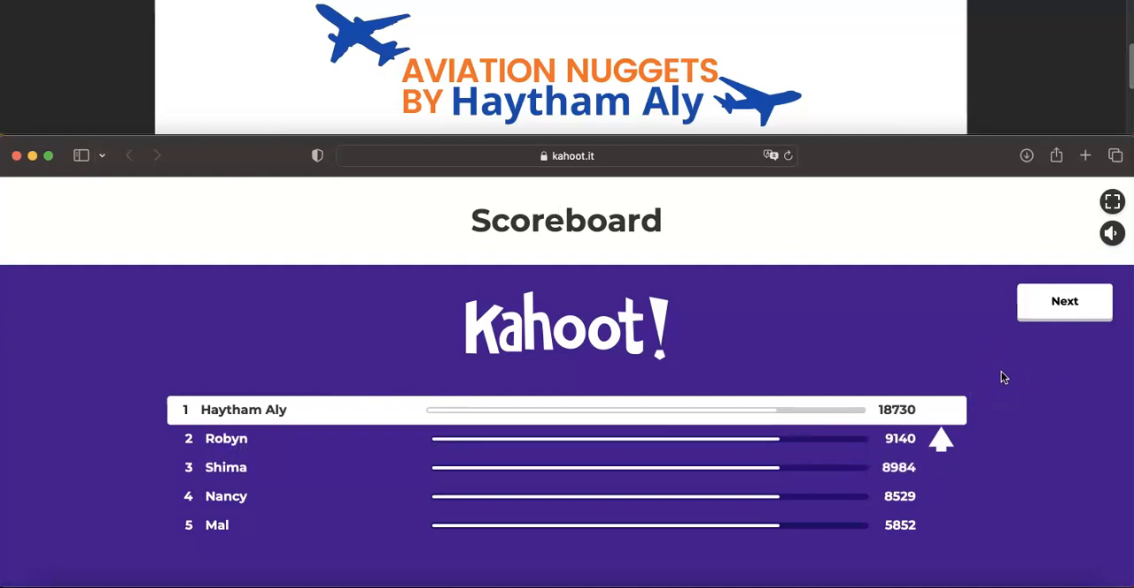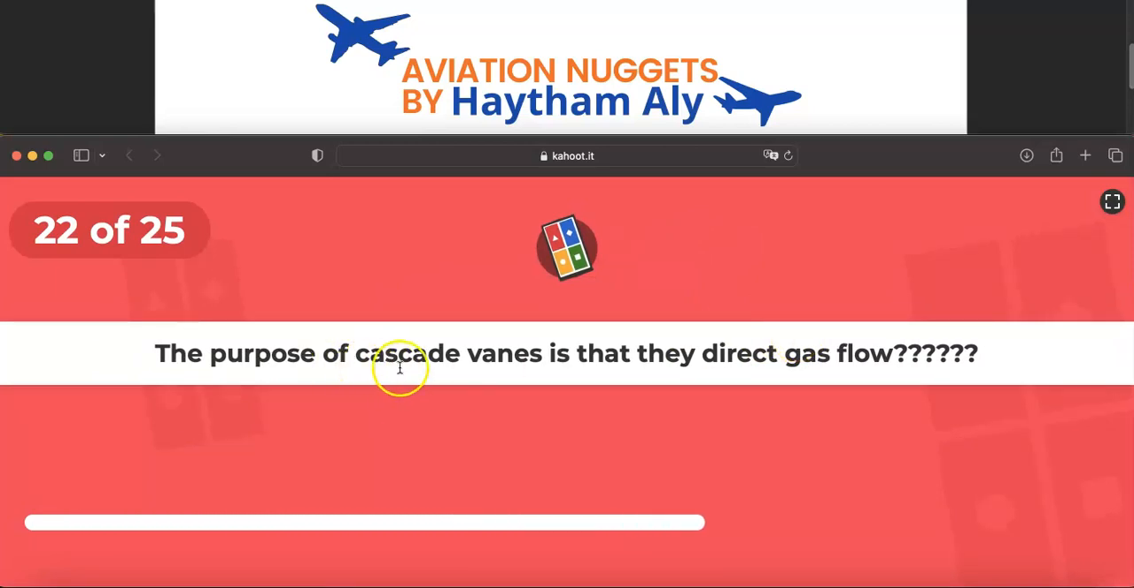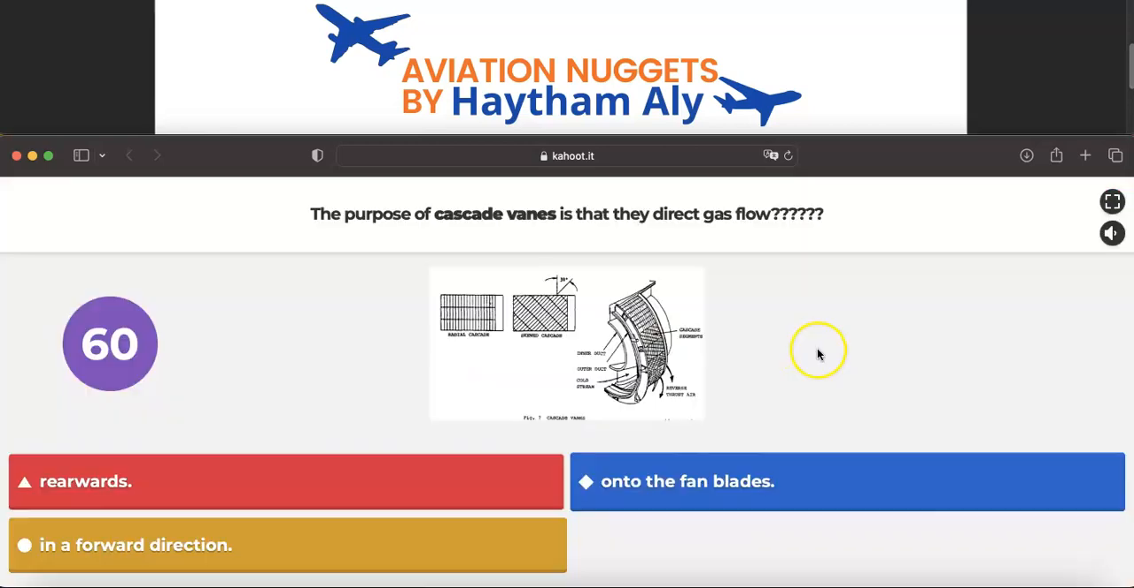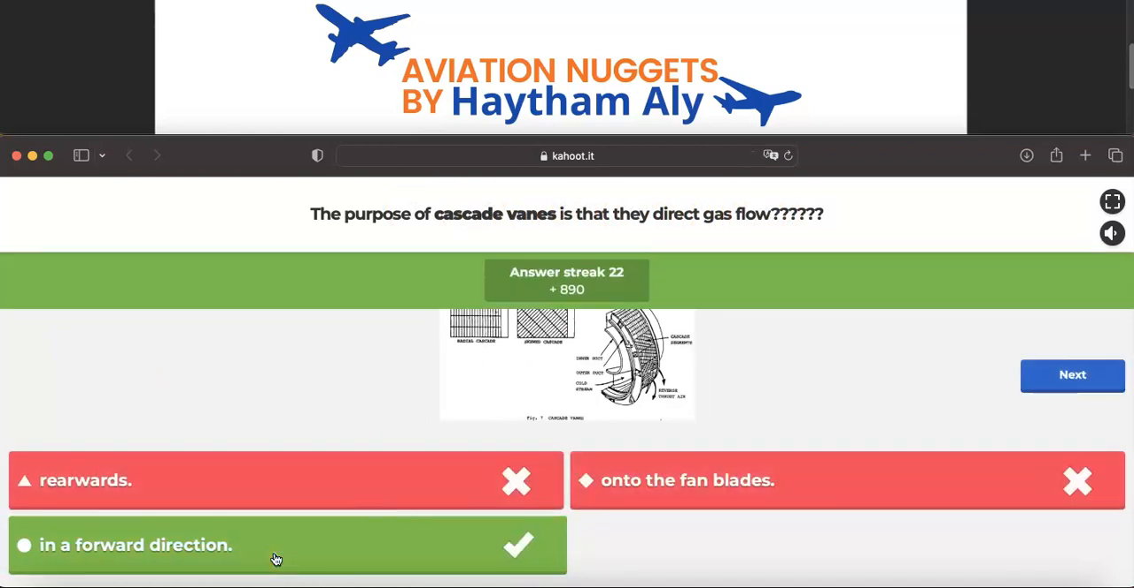Next one. The purpose of cascade vanes is that they direct gas flow in a forward direction. Again, the purpose of a cascade vane is that it directs gas flow in a forward direction. The right answer is in a forward direction.